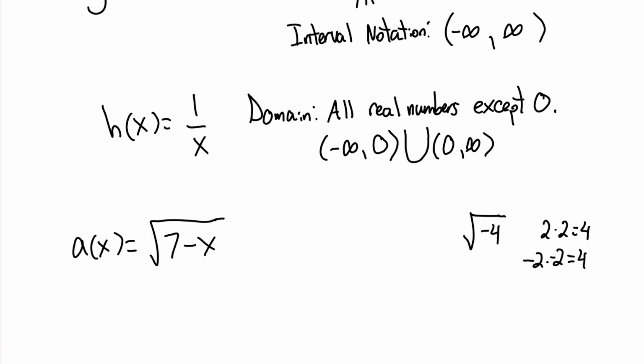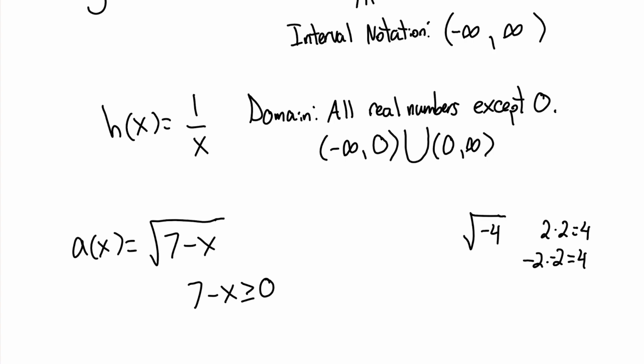But just in terms of the real numbers, there's nothing that satisfies this equation. So we have to make sure that what's inside of the square root is greater than or equal to 0. Okay. So this means that 7 minus x must be greater than or equal to 0. So we're just looking at the part inside here.